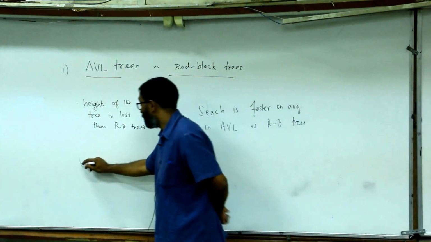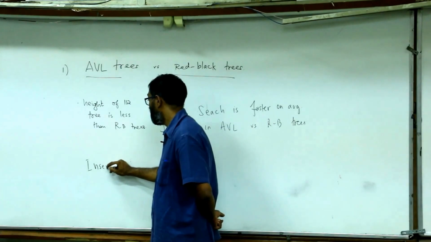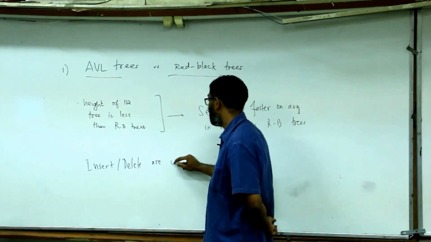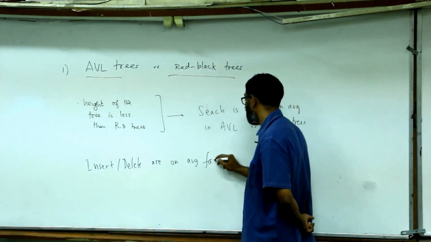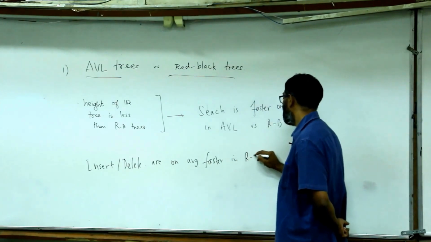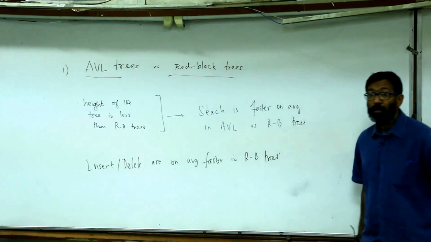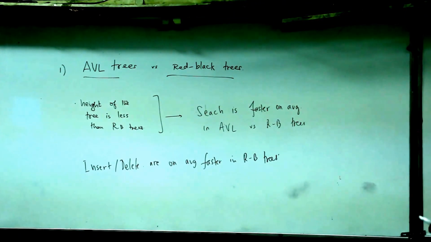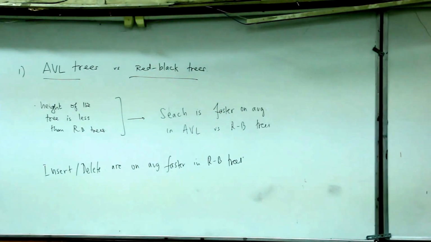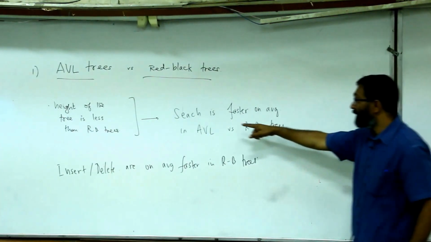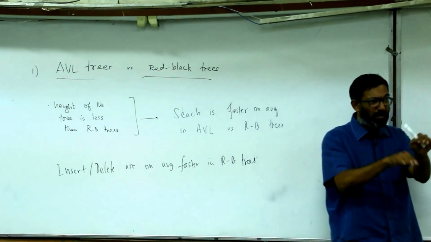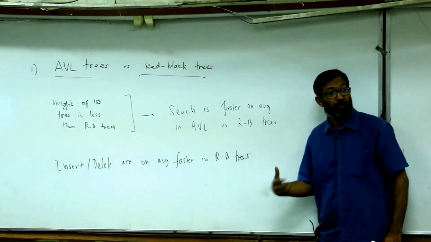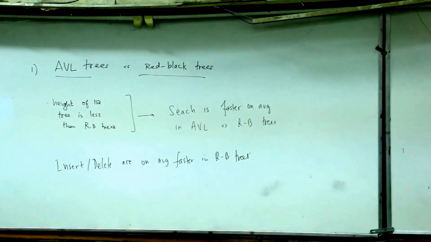Okay, if you do, however, insert and delete, they are on average faster in red black trees. Okay, the reason is this. Red black trees are sloppy about maintaining the height difference. So on average they do fewer rotations to maintain balance, while the AVL trees have to do a lot of rotations so that they maintain the height difference of 1. So therefore the insertion and deletion times for red black trees are faster on average.